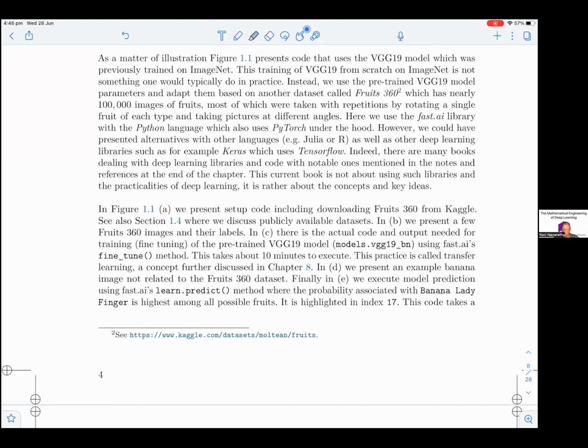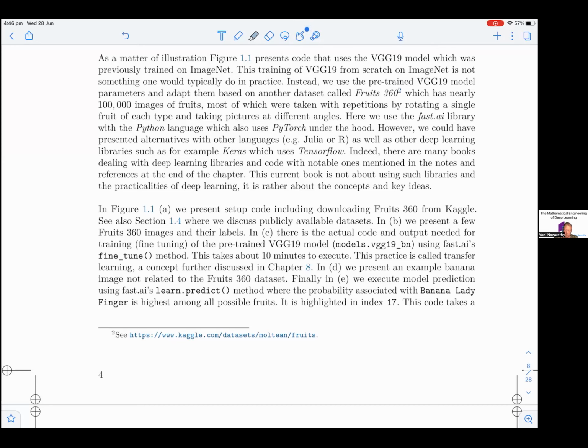Here we use the fast.ai library with the Python language, which also uses PyTorch under the hood. However, we could have presented alternatives with other languages, for example Julia or R, as well as other deep learning libraries, such as Keras, which uses TensorFlow. Indeed, there are many books dealing with deep learning libraries and code, with notable ones mentioned in the notes and references at the end of the chapter. This current book is not about using such libraries and the practicalities of deep learning. It's rather about the key concepts and ideas.